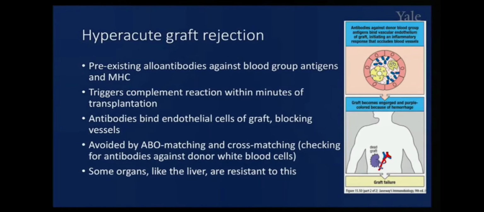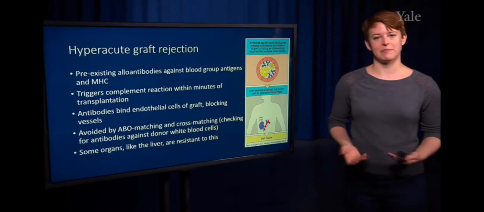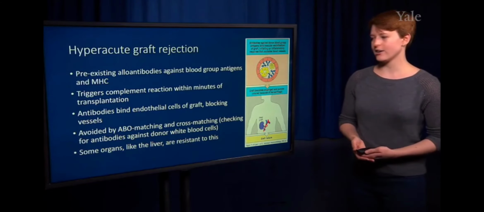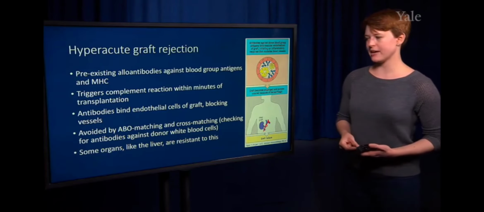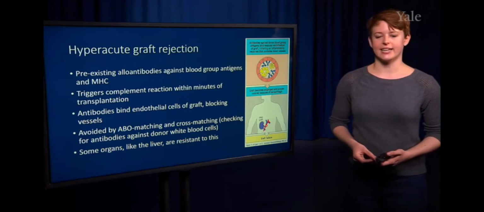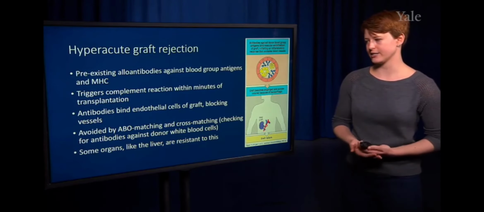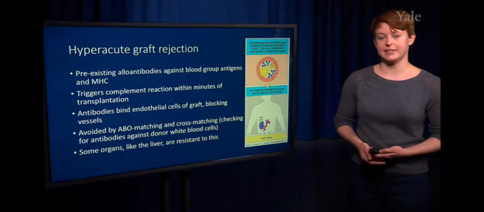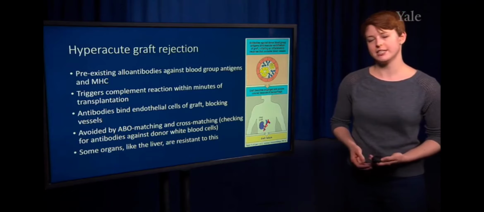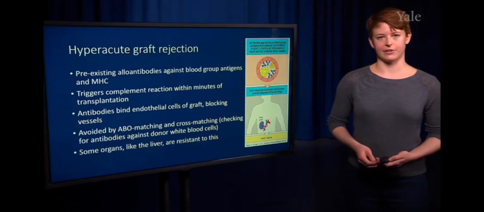This is usually avoided by matching the ABO blood types and cross-matching, which is a process where the antibodies of the recipient are checked against the donor white blood cells to make sure there's not going to be any reaction there. And interestingly, it's not very well understood, but there are some organs, especially the liver, that are resistant to this hyperacute graft rejection. It's really not known why that is.